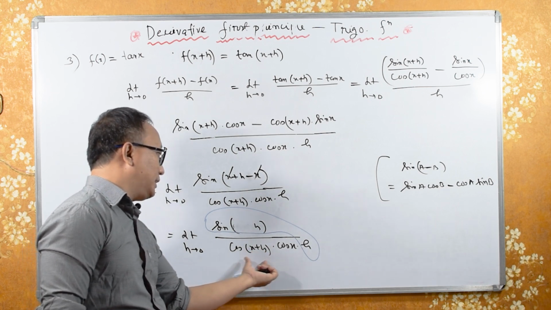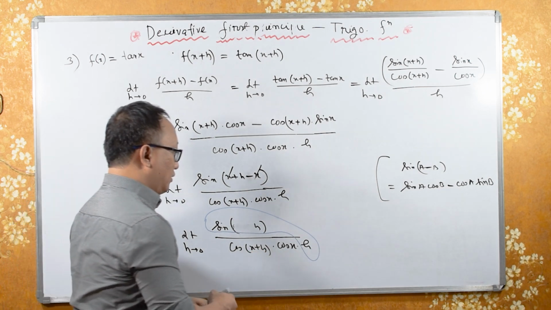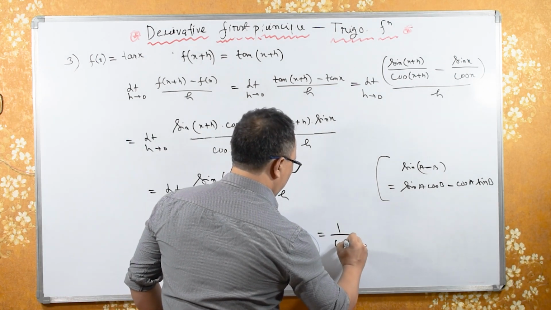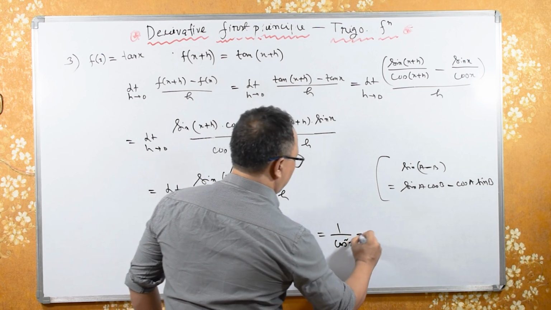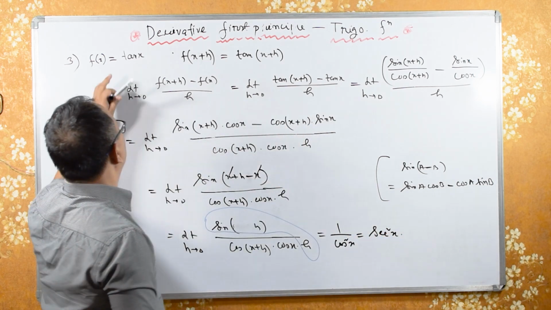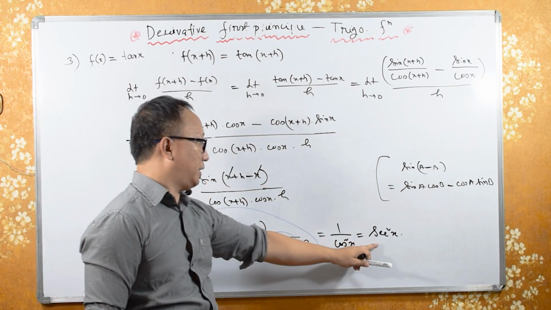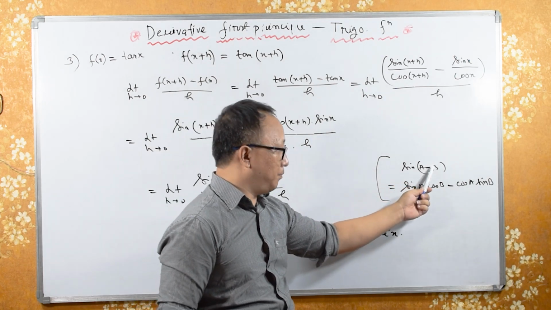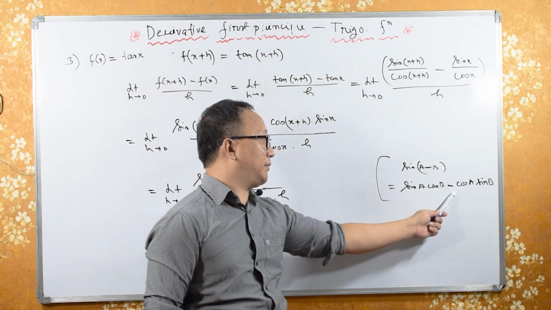Cos x into cos x, what we have equals 1 upon cos square x. 1 upon cos square x is what? Sec square x. Therefore, differentiation of tan x is sec square x. Here if it is minus, then minus. If it is plus, then plus.